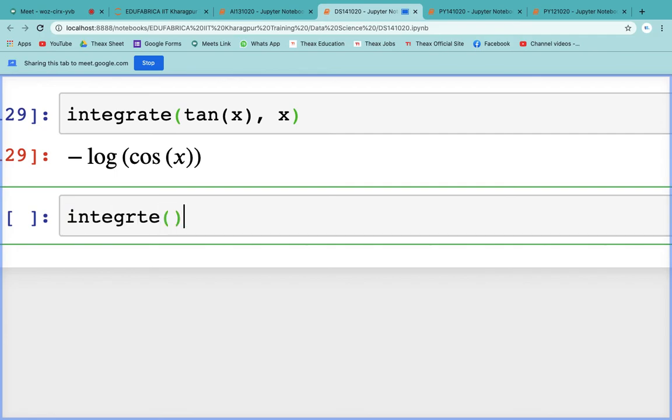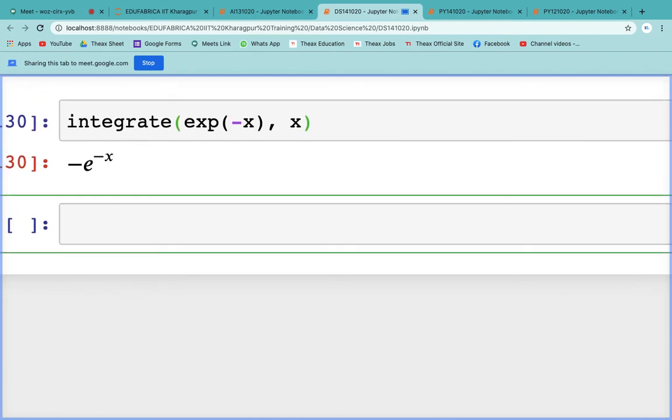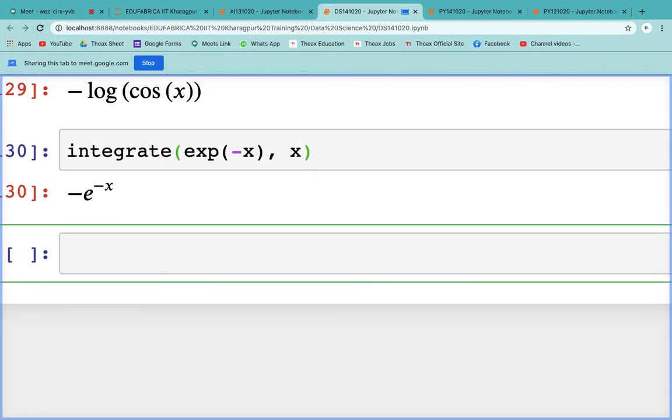Integrate, okay, integration of e to the power of minus x. Minus e to the power minus x. Okay, fine. Correct. Now, what if I write limits there? Limits 0 to infinite.